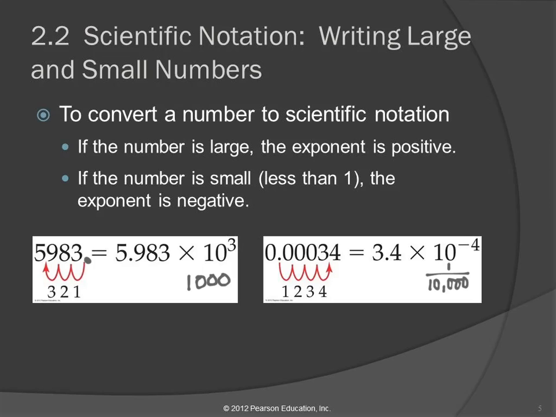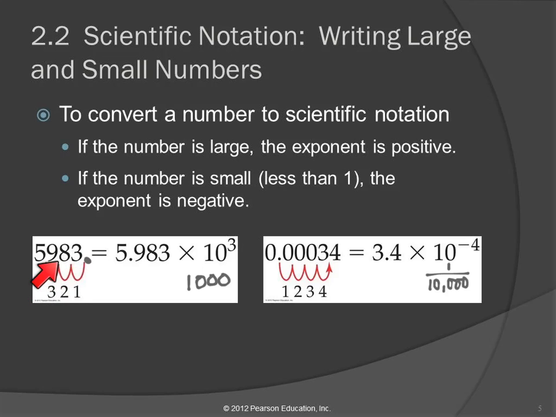Is it a positive exponent? Is it a negative exponent? This is what I think is the best way. You look at this original number, 5,983, and you ask yourself, is that a big number or a small number? That's a big number. Would you like it if someone gave you $5,983? I could find something to do with that.